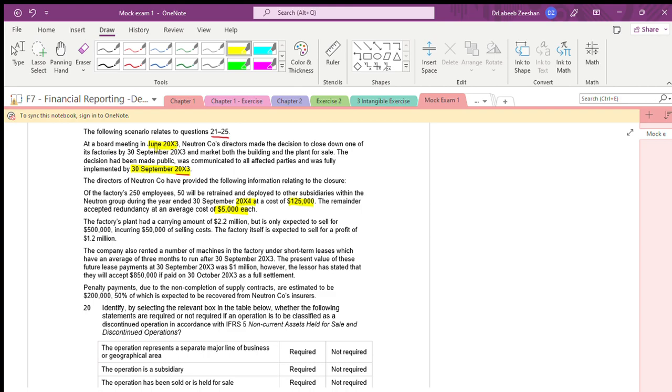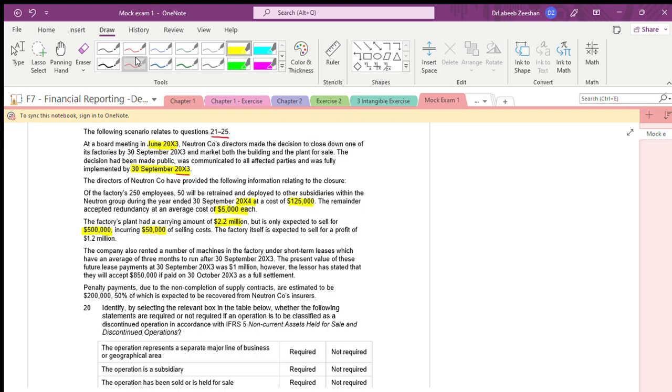Is it right? The factory plant has a carrying amount of 2.2 million, but is only expected to sell for how much? Okay, fine. The carrying amount is more, the fair value is less. And they have the selling cost also, 50,000, which means for 50,000 they will realize.